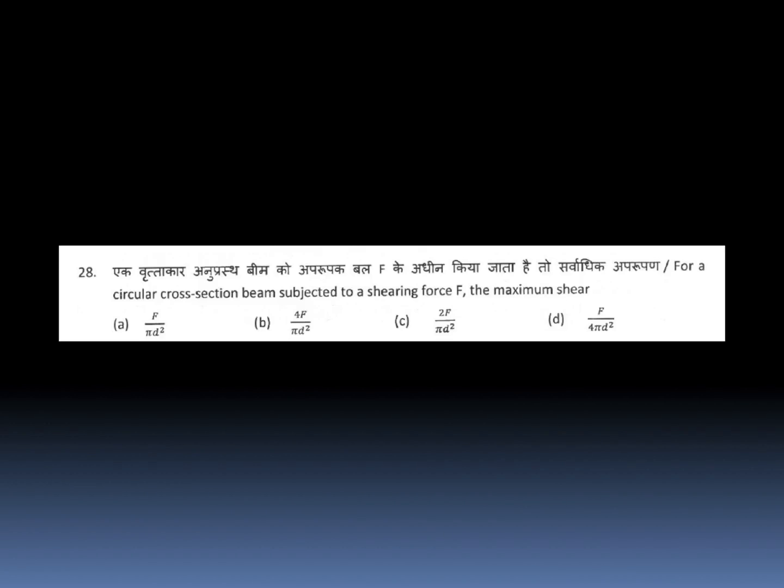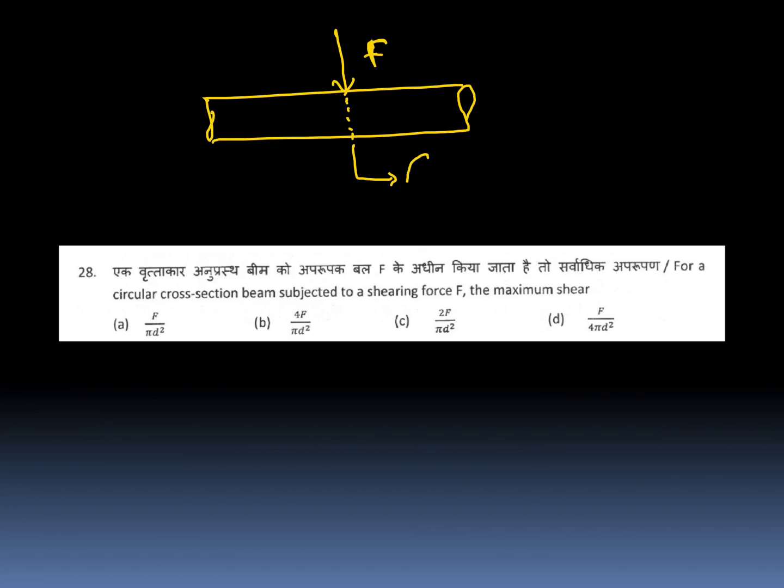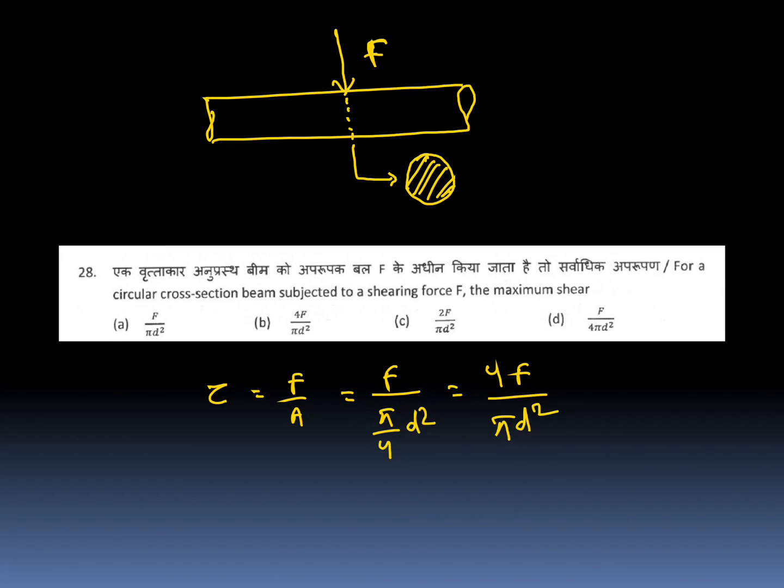For a circular cross-section beam subjected to a shearing force F, what is the maximum shear? The circular beam is like this, and the force is coming like this. So this area is your shear area, or if you take the cross section here, it will come like this. We know stress is force by area. The area is a circle, pi by 4 d square, so the stress is 4F by pi d square. So option B is your answer.